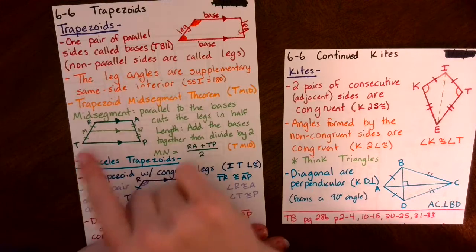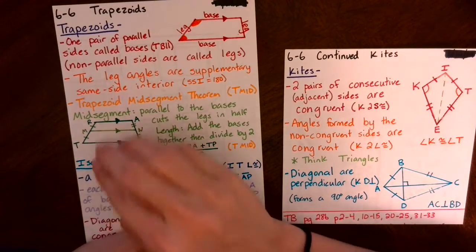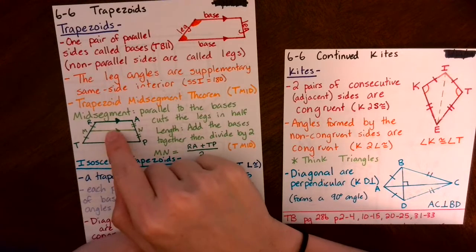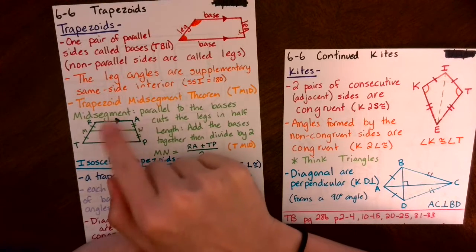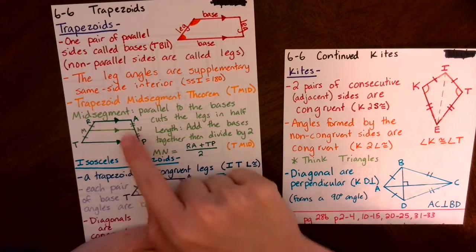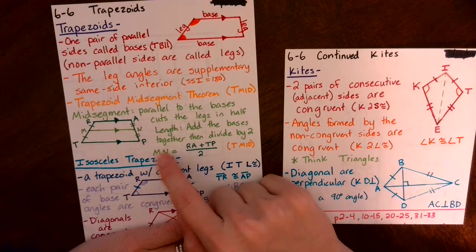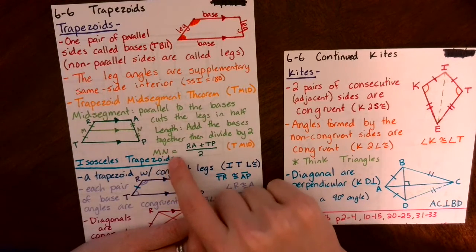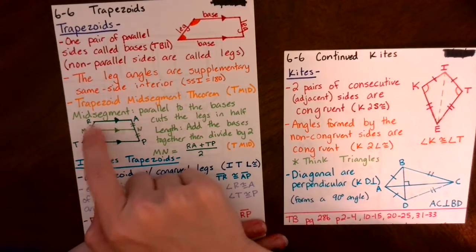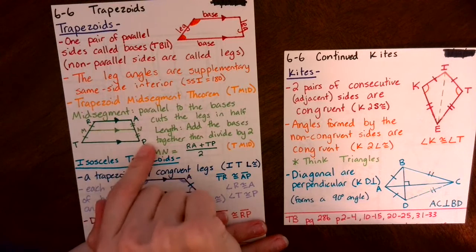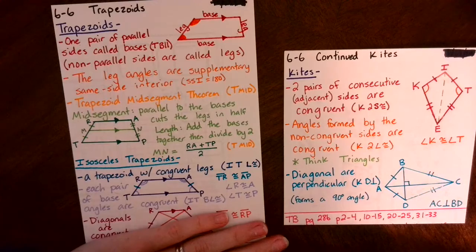Now, the really cool thing about trapezoid midsegments, if you remember, in triangles, they were half of the side they were parallel to. Well, trapezoids are parallel to two different sides. So we have to add those two sides together and then divide it by 2, and that's how much the midsegment equals. It's very important to recognize. Trapezoid midsegment: add up RA plus TP, divide it by 2, that's what MN equals. So you'll use that as well.